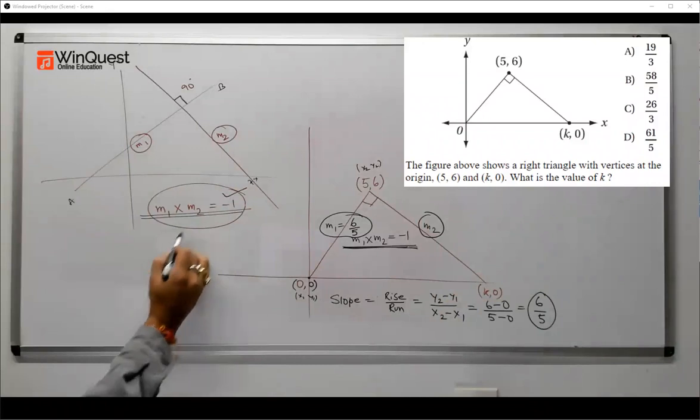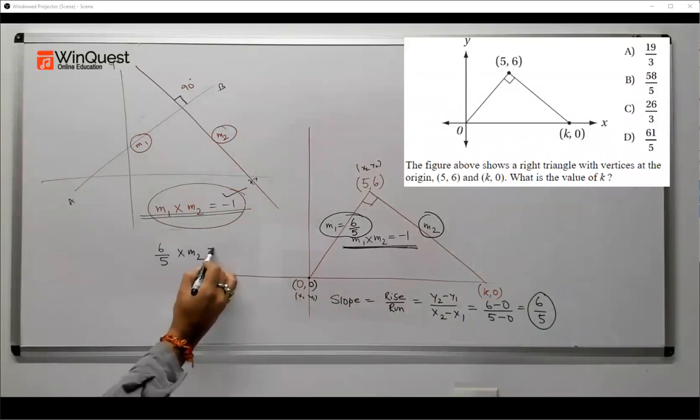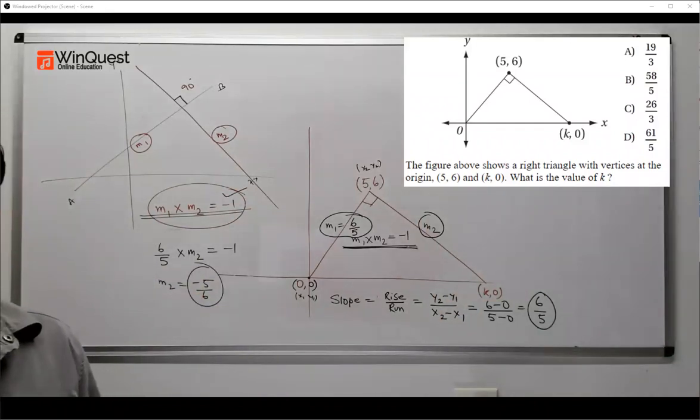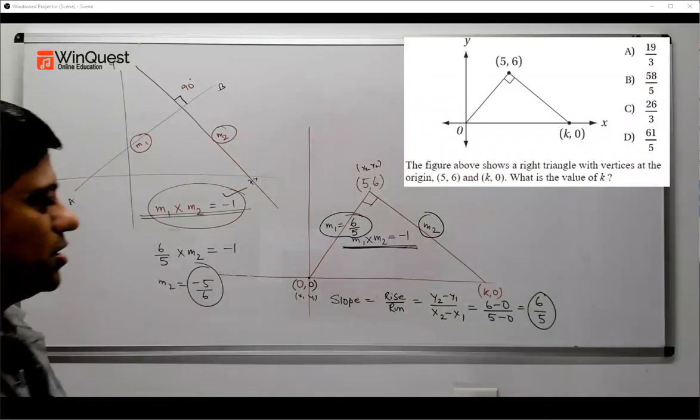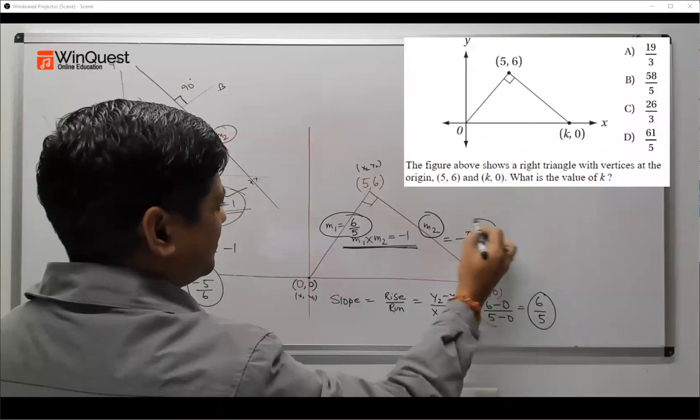M1 multiplied by M2 is already there. M1 I have figured out as 6 by 5. M2 I don't know, and this remains as -1. So M2 has to be -5 by 6. Is that okay? Yes, sir. So this becomes -5 by 6.